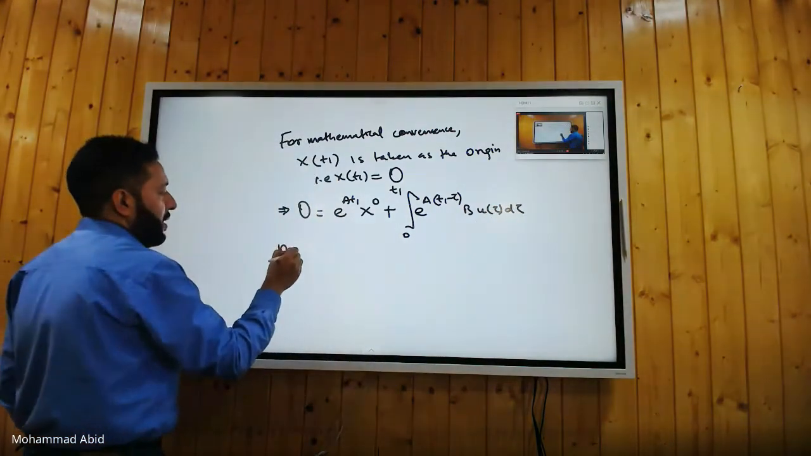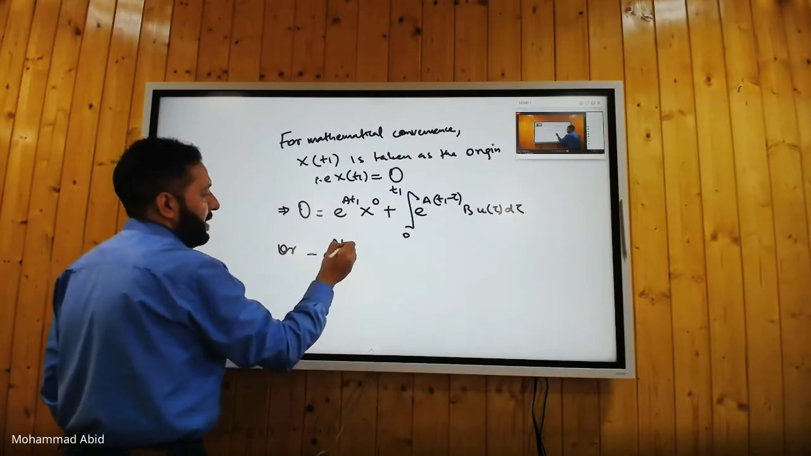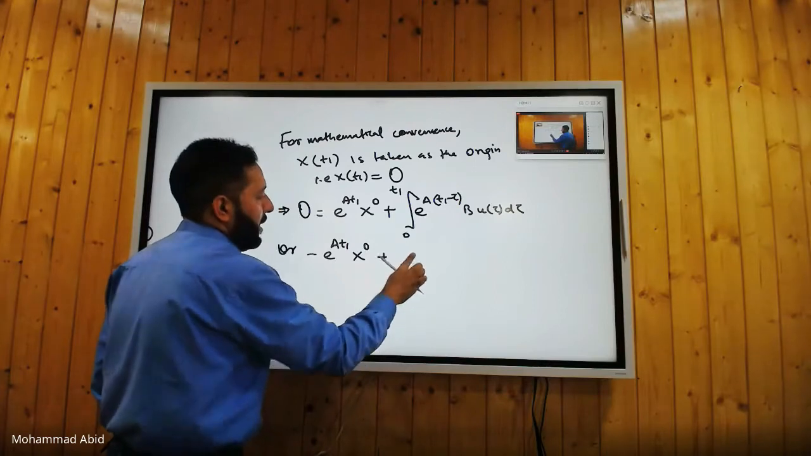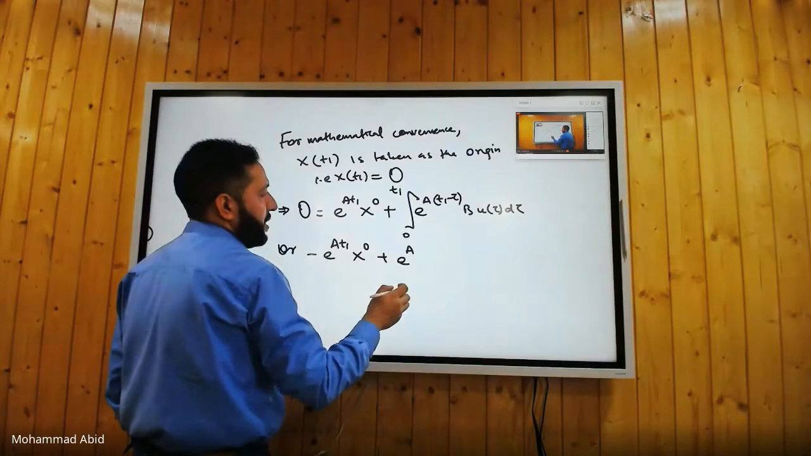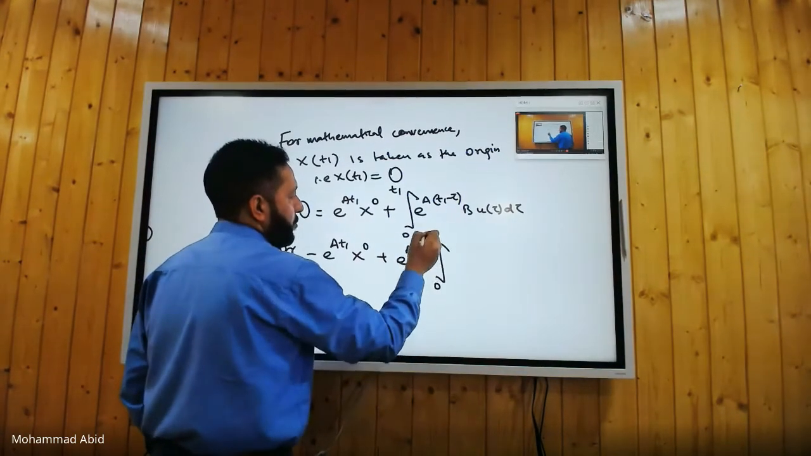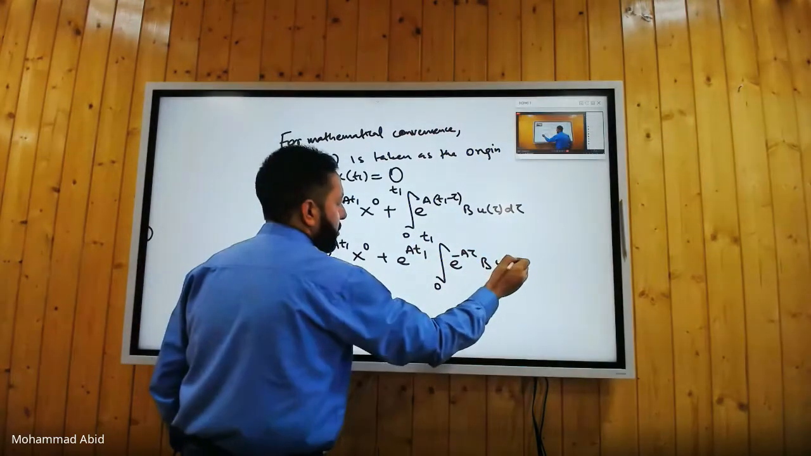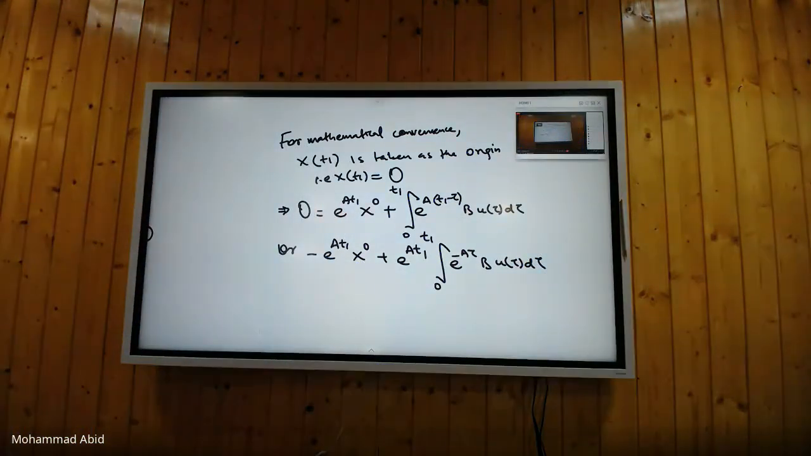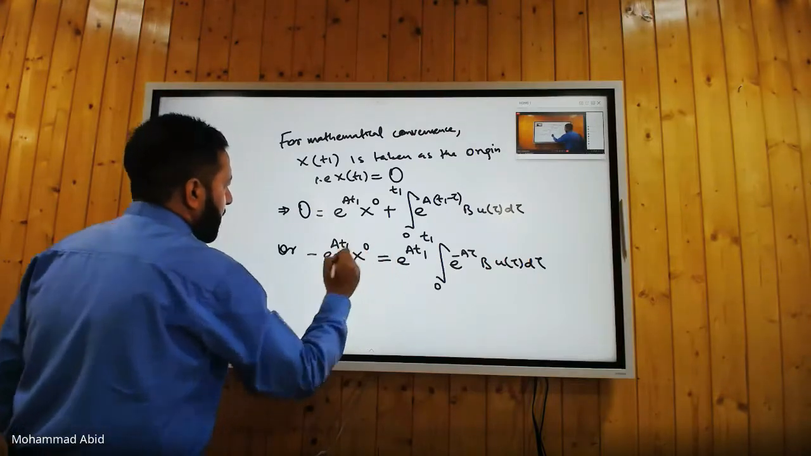Or I can write, so I can take this on this side. So this is minus e^(A t1) x0 plus this e^(A t1) I can take outside the integral, because the integration is with respect to tau. So it is e^(A t1) integral from 0 to t1 of e^(-A tau) B u(tau) d tau. Are you following me, everybody? This is actually equal to here. Is that okay?